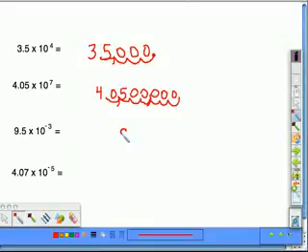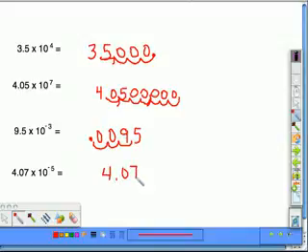Same thing with negative exponents. I'll write my number. However, I know the negative exponent is going to make the decimal go to the left. And in this case, it's going to make it go to the left 3 places. So I'll start here and I will move it 1, 2, 3 places to the left, place my decimal, and place my zeros in. So I'll have 0.0095.